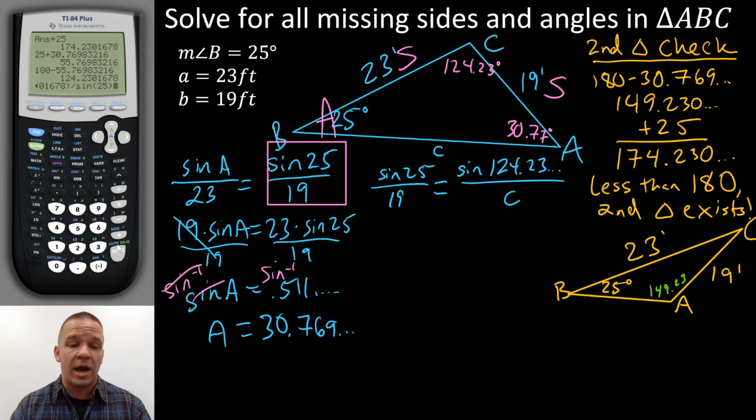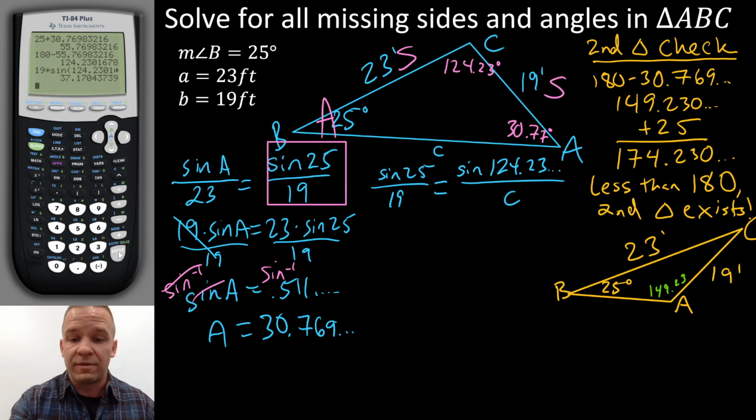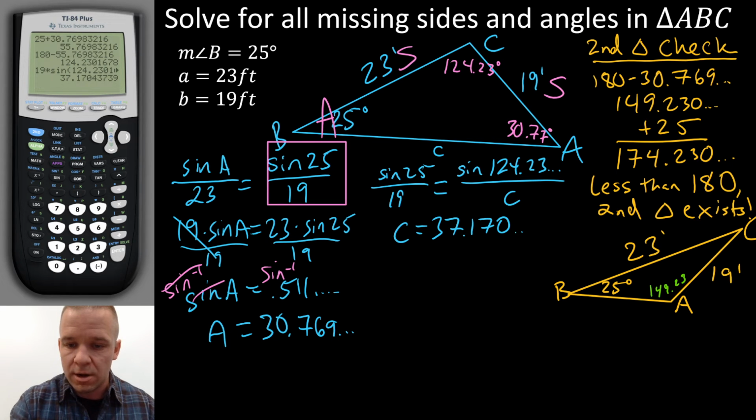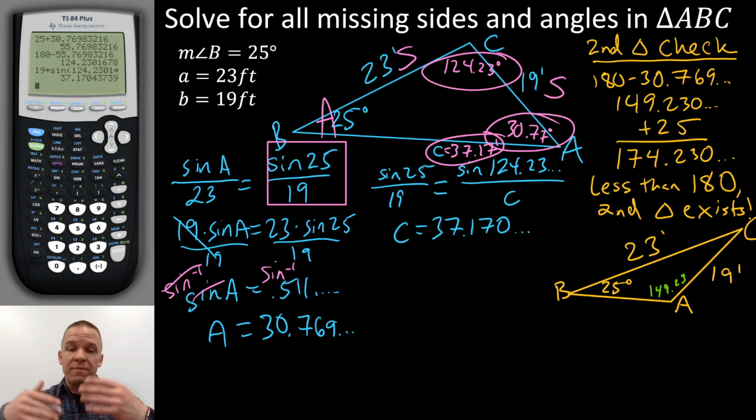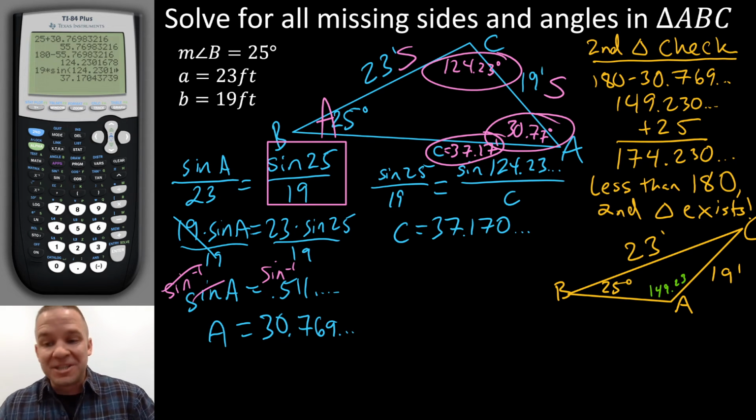So at this point, I would isolate C algebraically, and I'll get 37.170. So C equals 37.170 and change, which means that this is 37.17 feet. I've got that answer, I've got this answer, and that one. All three have been accounted for in this first version of the triangle. Now I got to go on to my second triangle.